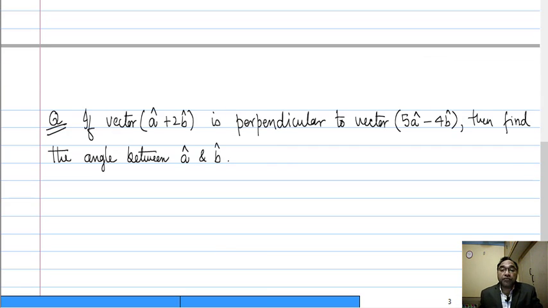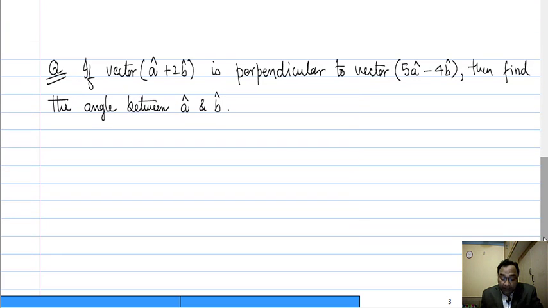Let us take one more question from dot products. The question reads: if vector a cap plus 2b cap is perpendicular to vector 5a cap minus 4b cap, find the angle between a cap and b cap. So let us record the data which is given. a cap is a unit vector, and similarly b cap is a unit vector.